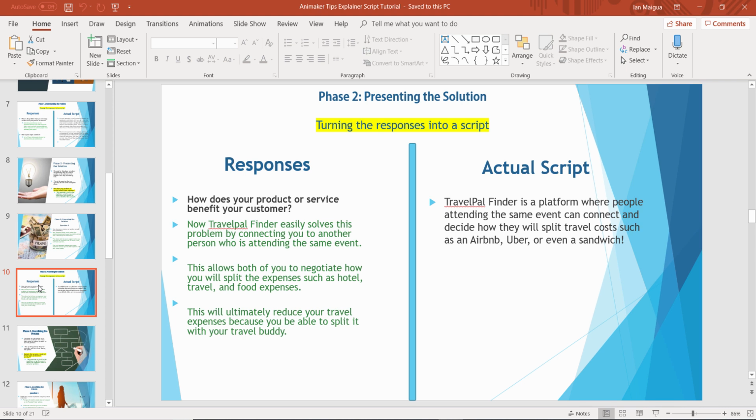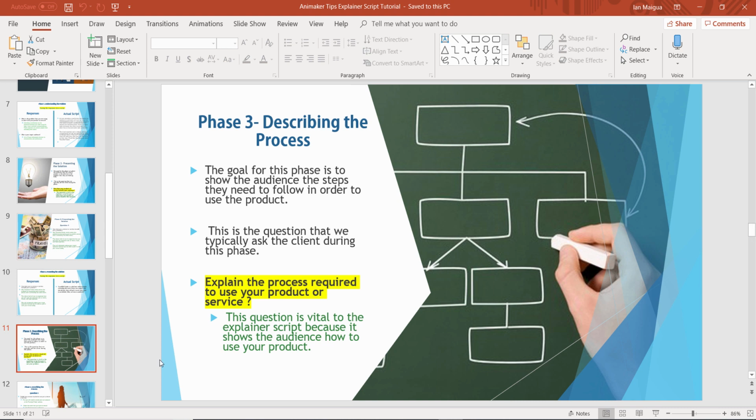Now the next step is to describe the process that is required to use your product or service. Being able to describe the process of using your product is very important because after the customer has already seen that your product is a solution to their problem, the next natural question they'll ask you is this: how does this thing work? Please explain to me the process that is required for me to use your product or service.